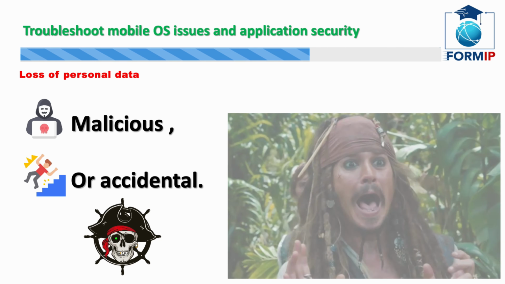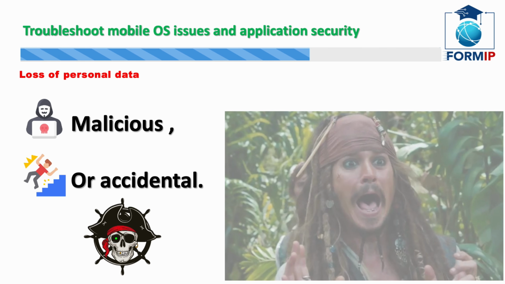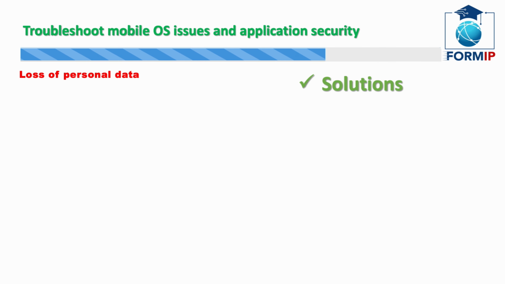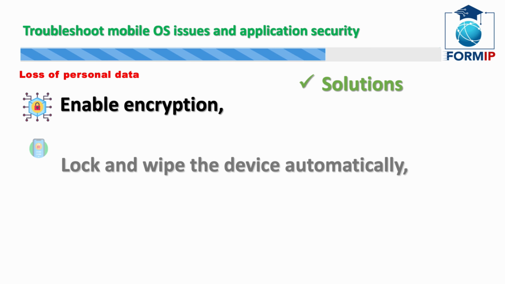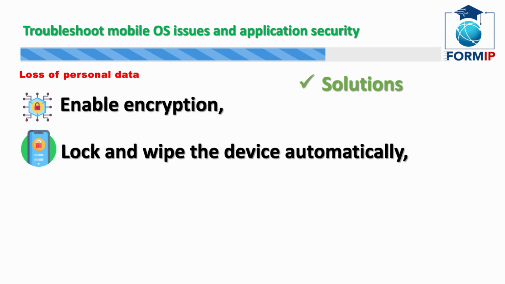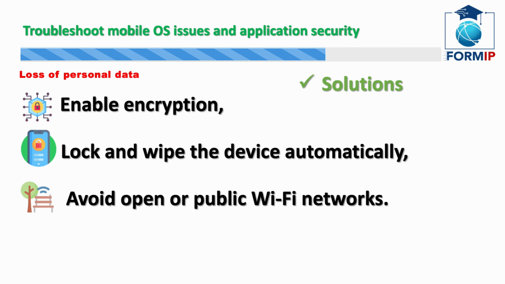To avoid losing your data or having it stolen, you could put certain things in place, such as enabling encryption of your files using an app so that your data cannot be readable by a malicious person. You can also enable options to lock and wipe the device automatically in case of loss. And avoid, as we have seen, connecting to open or public Wi-Fi networks.